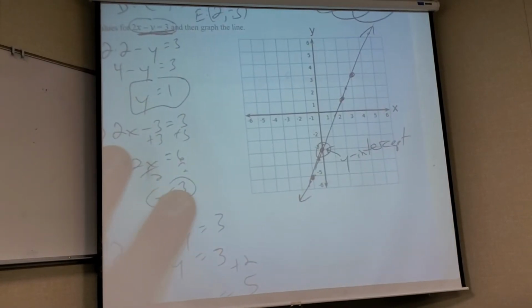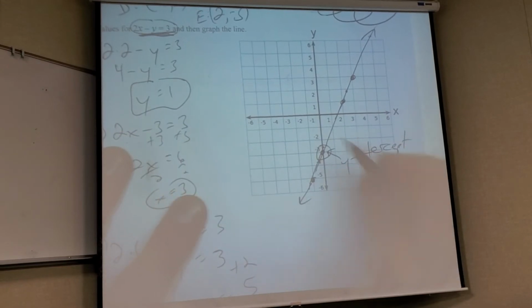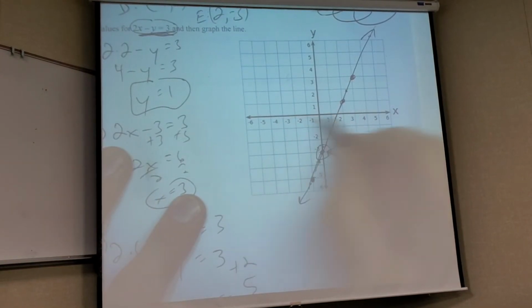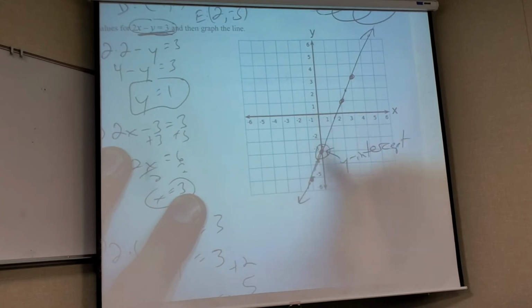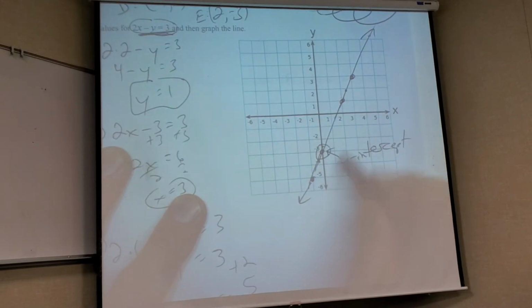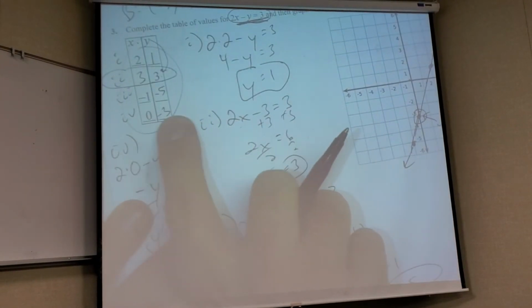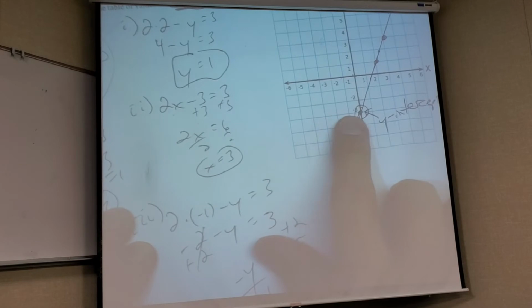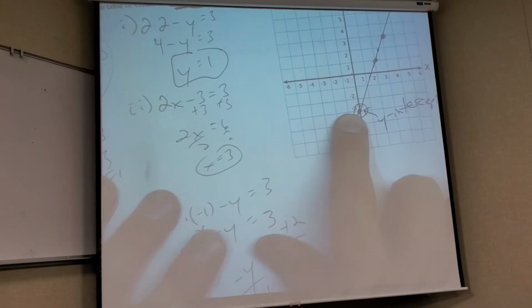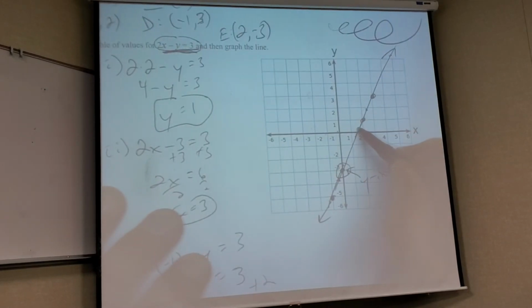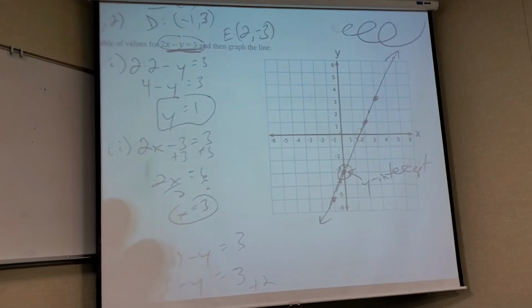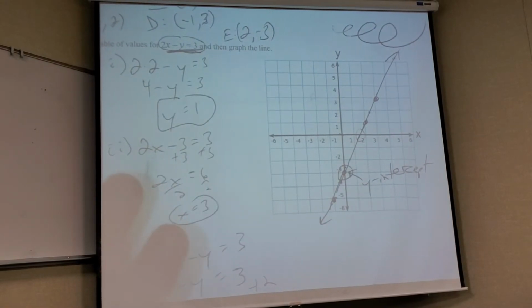And I talked about this yesterday. The y-intercept happens when x is 0. You guys see that? When x is 0, I have to be on the y-axis somewhere. So when I made x 0, I found out that I was at -3. That's the y-intercept. So how do I find the x-intercept? I would have to make y 0.